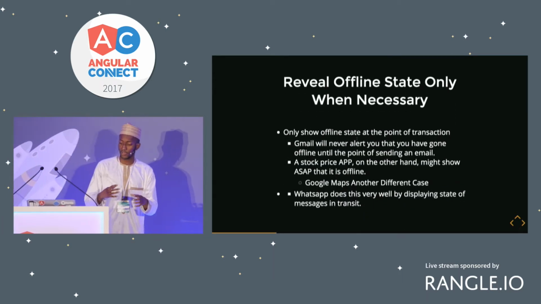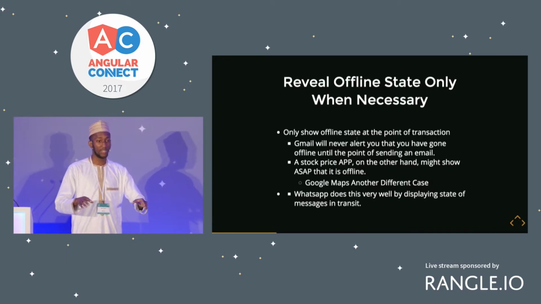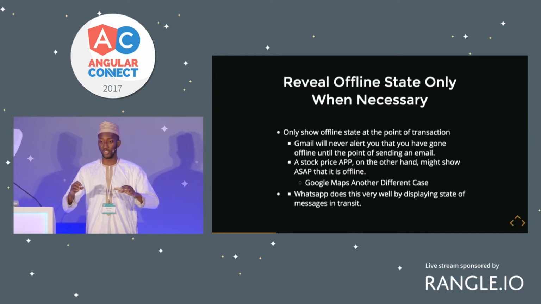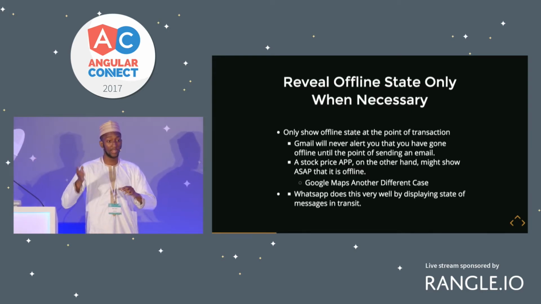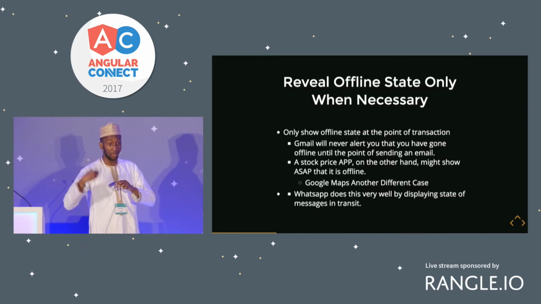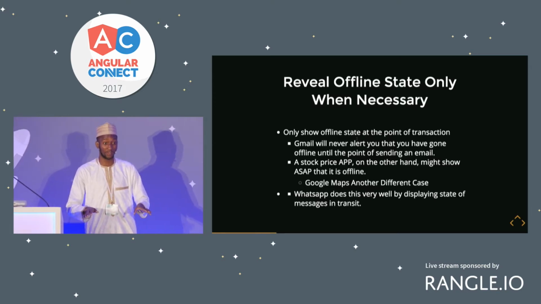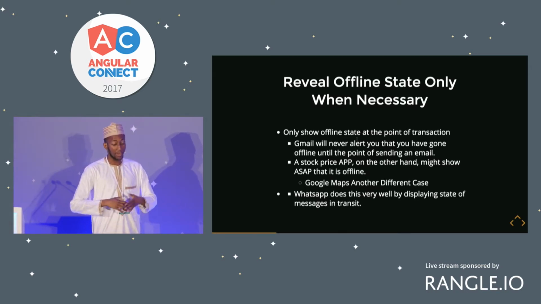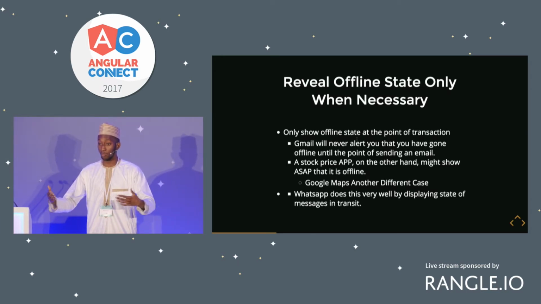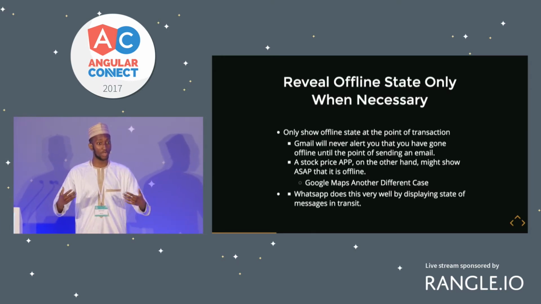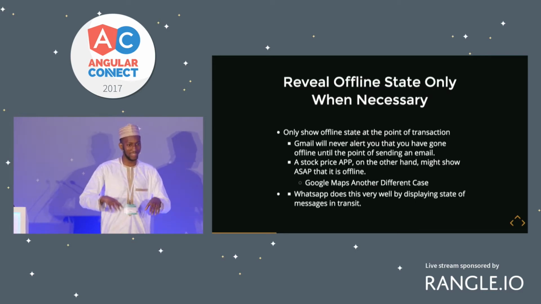I spent some time using all of those applications. The first thing you notice is they only show you the offline state at the point of transaction. When you're using Gmail, at no point would Gmail tell you you're offline until you actually need to send an email. And it will let you know, okay, I'll save this email, but when you come online, it will go. But right now, if you expect it to go ASAP, it's not going to happen because you do not have connection. And that's okay. But there are some applications that need to let you know that you're offline. Like if you're monitoring a Bitcoin pricing application or stock, you don't want to be seeing Bitcoin prices from last year. You want to see what's happening now.